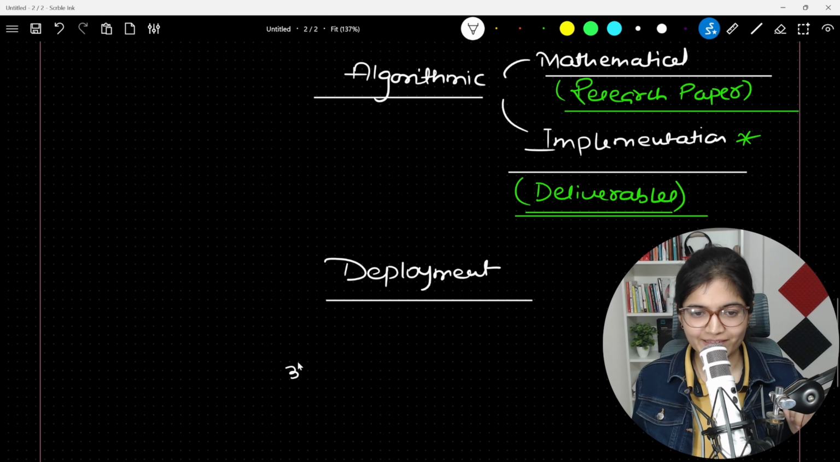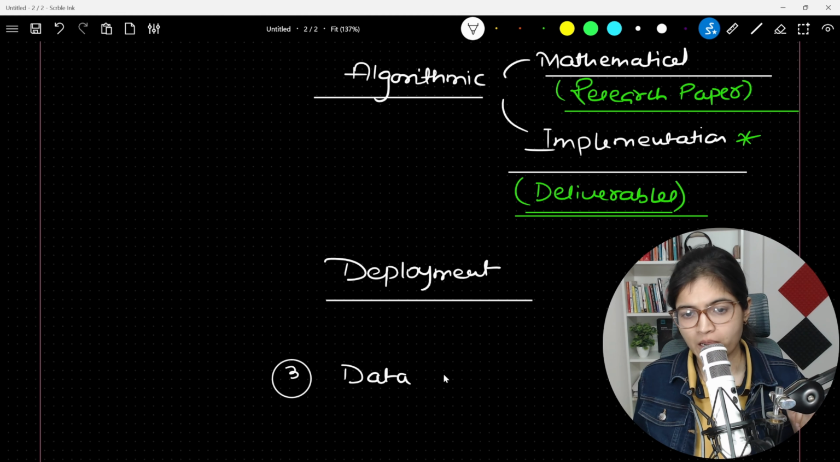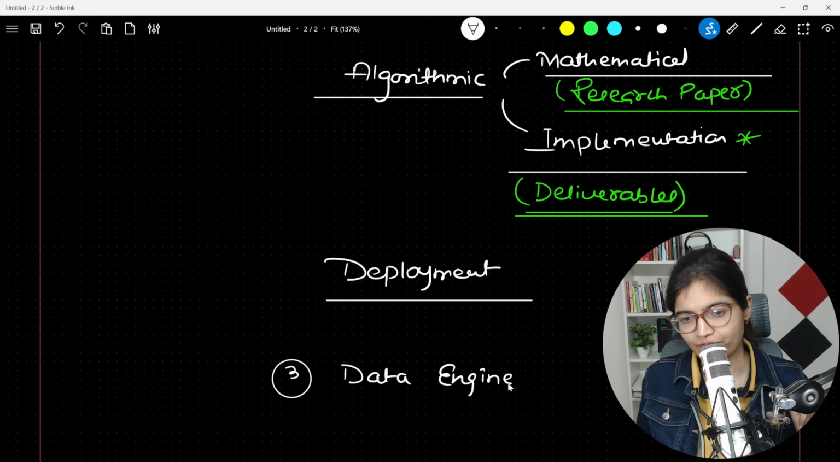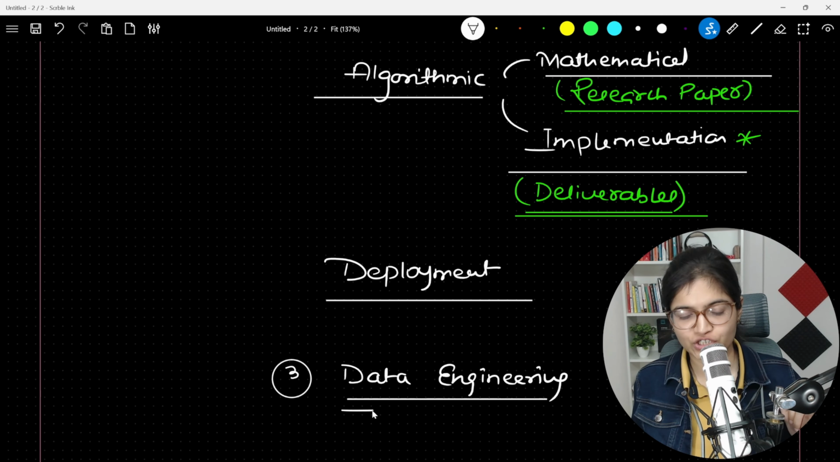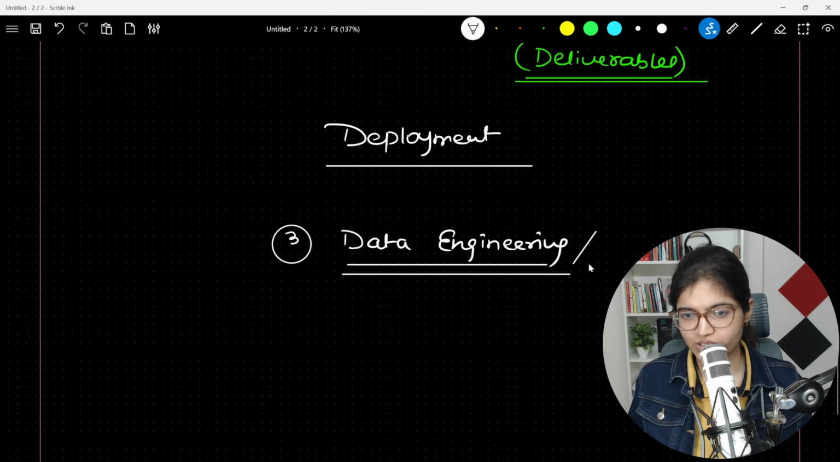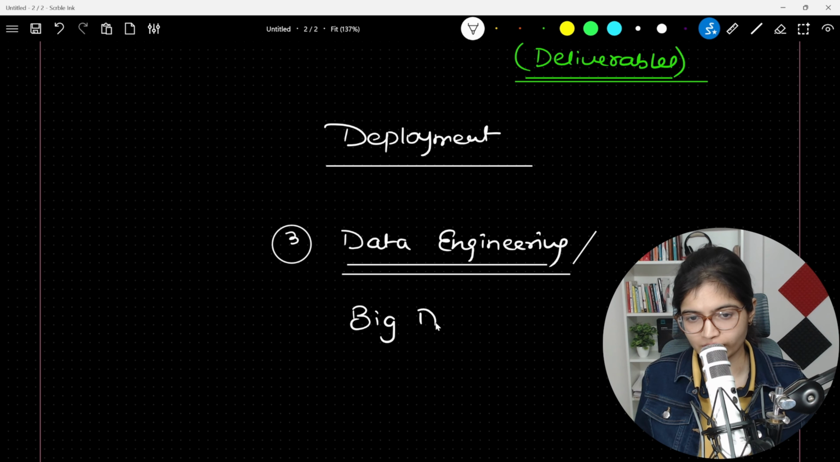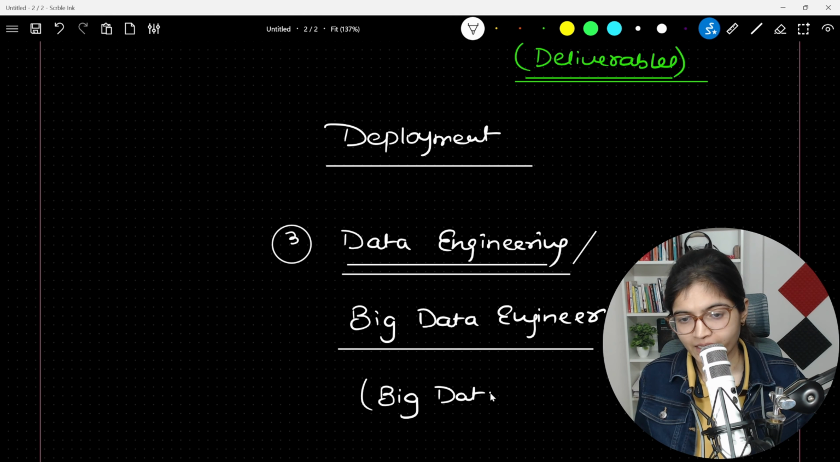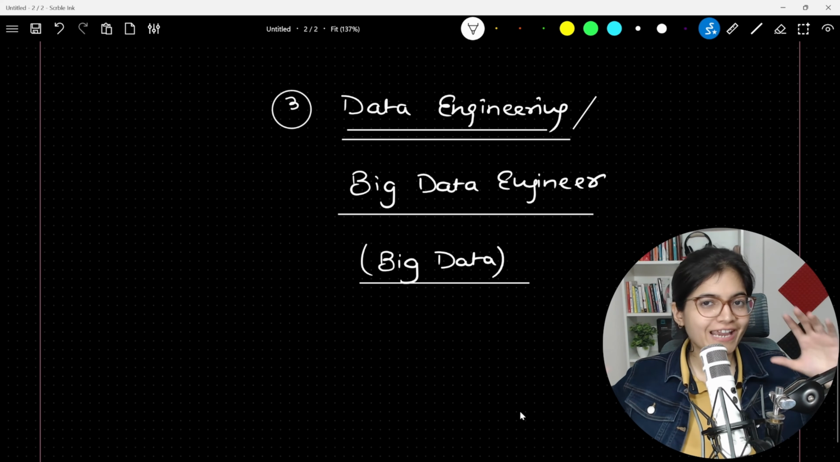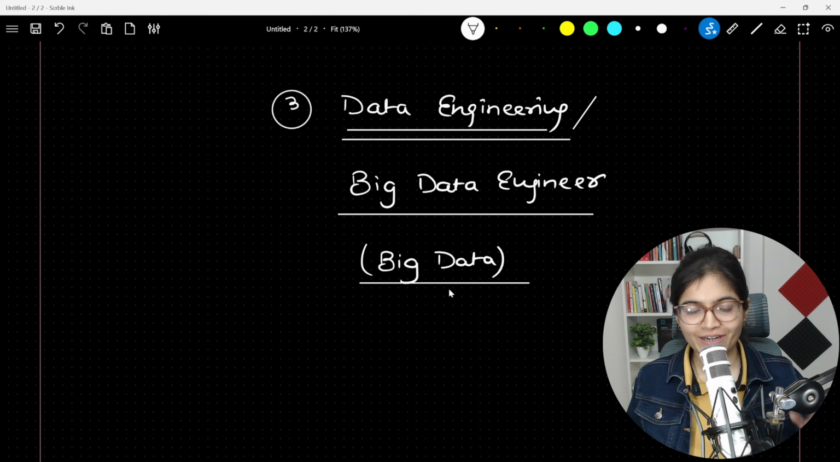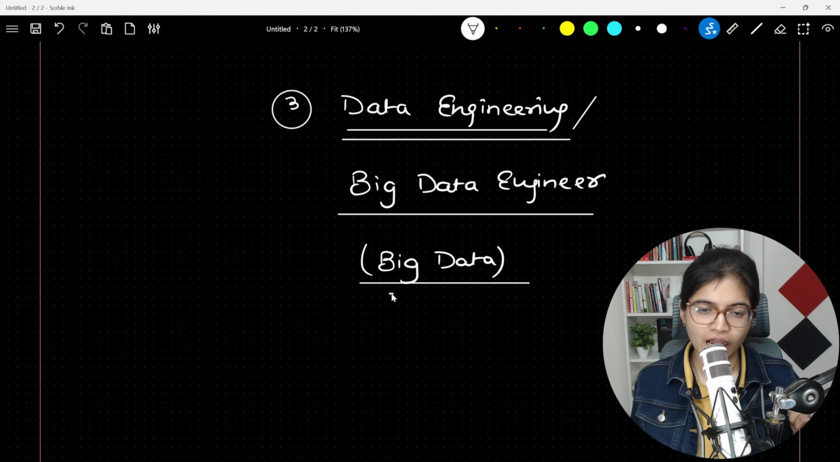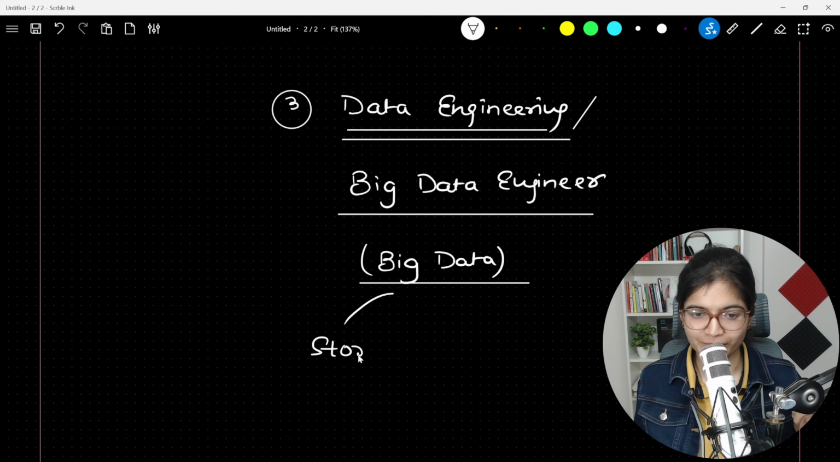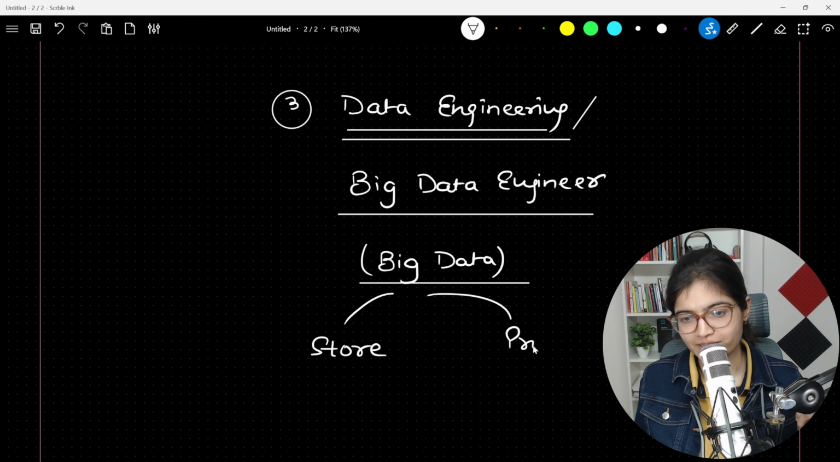After this, the third space that we have is the data engineering job role. In a few organizations, we have big data engineers also, one and the same thing. In this specific job role, the important tech stack required is big data. When I say big data, it means we have a volume of data, and we need to focus on how we will store that big data and how we will process it.